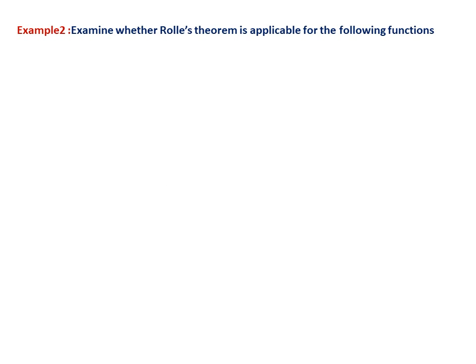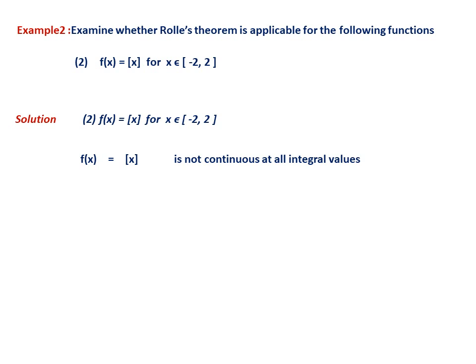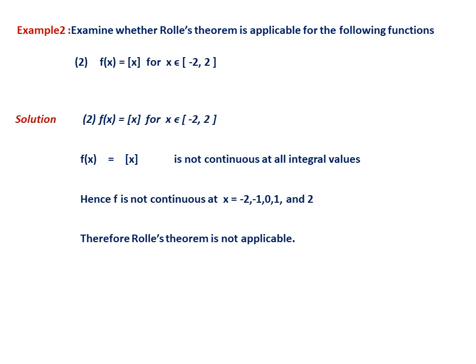Next. Example 2 has 3 parts actually. Examine whether Rolle's theorem is applicable for the following function. Function given is f(x) equal to greatest integer function x, for x belonging to minus 2 to 2. Once again, it is not continuous at all integral values. So, f is not continuous at minus 2, then minus 1, 0, 1, 2. So, definitely Rolle's theorem is not applicable. First one and second one are almost the same. So, this is the second part.